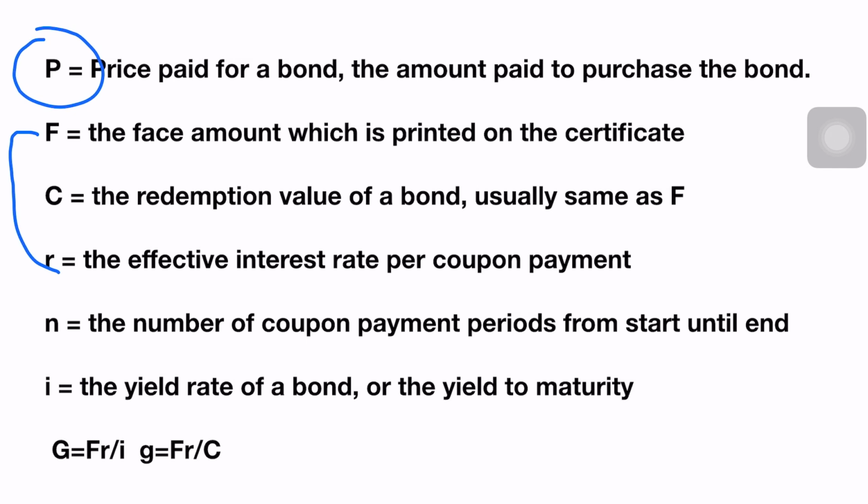And then here we have two G's, one is big G and the other is small g. The big G is the amount of the coupon payment, FR, divided by I, where I is the interest rate to calculate the bond. And the small g is FR divided by C, the amount of the coupon payment divided by the redemption value.